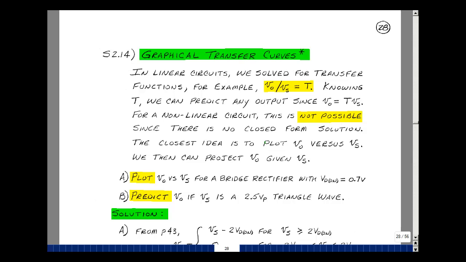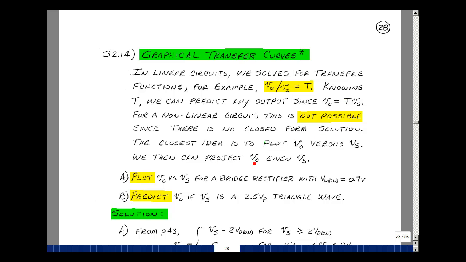In linear circuits like 201 and 202, we solve for transfer functions, where we solve for an output over an input, and that would have some expression or some equation like minus R2 over R1. And then knowing that relationship, you could predict any other output by simply multiplying the input by that transfer function. For nonlinear circuits, this isn't possible because we don't have a closed form solution.